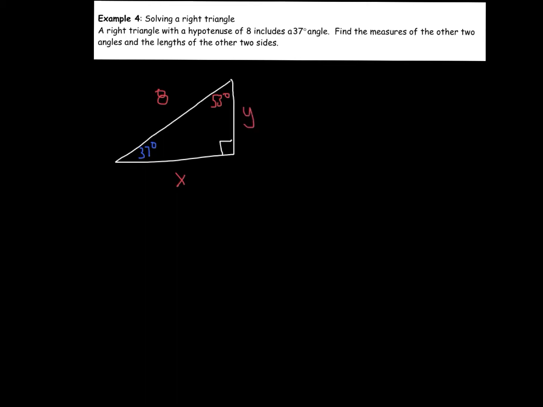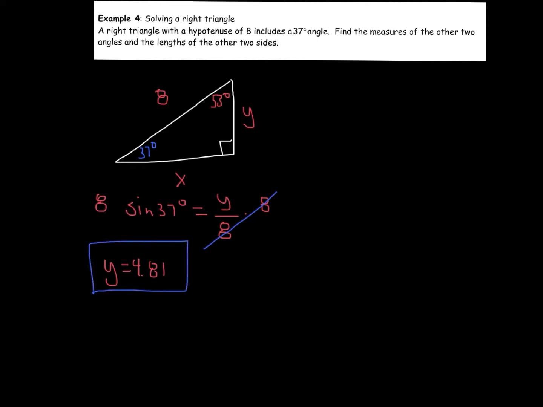So what you're going to say is, I'm going to take the sine of 37 degrees, and once again, remind yourself, the sine of any angle in a right triangle is equal to the opposite over the hypotenuse. So y over 8. You multiply both sides by 8, and the 8s are going to cancel, and you end up getting the side y equal to 4.81, and that is the side for y.